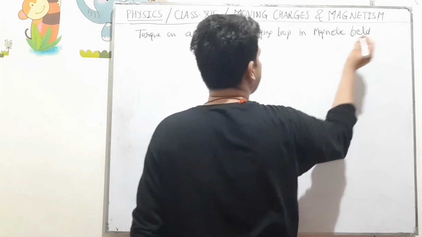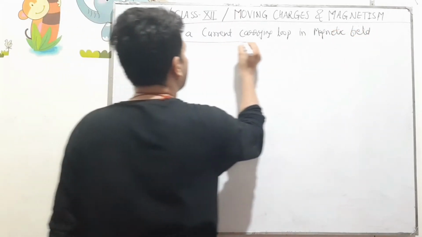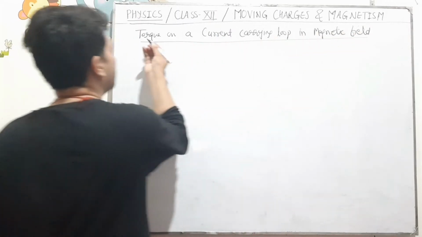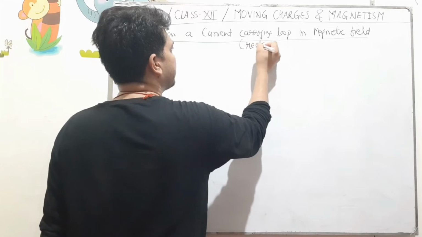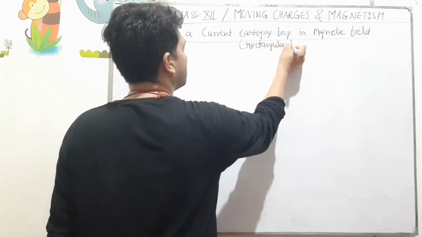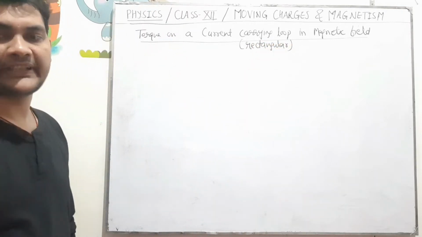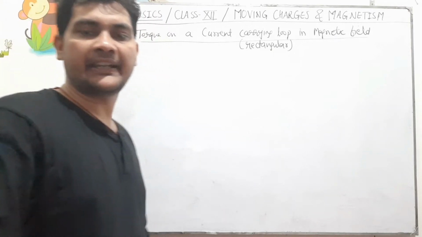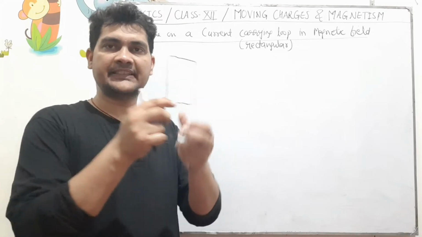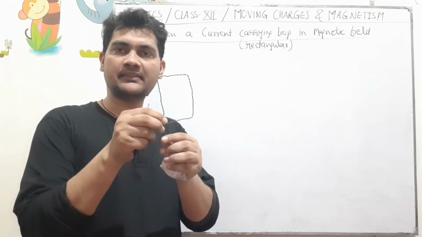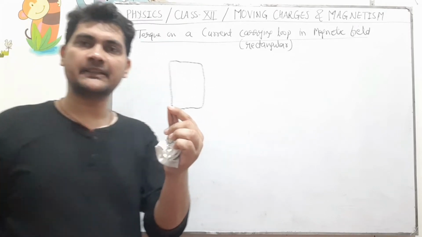Torque on a current carrying loop in magnetic field. We are assuming a rectangular loop, a rectangular shaped loop. Suppose we have a rectangular loop like this. This is a rectangular loop, if you can see. This is in the form of a rectangle.